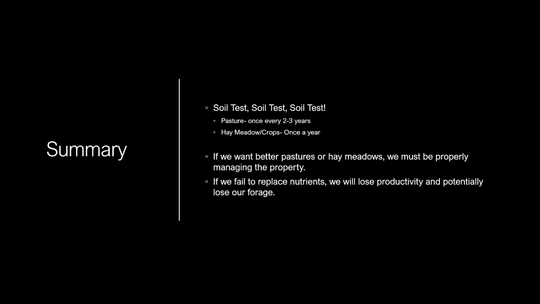How often do you do it? A pasture once every 2 to 3 years. If you're in a hay meadow or a crop situation, you need to be doing it once a year. Basically, if we want our property to do better, our forage to do better, our hay to increase in quality, our pastures to increase in quality, to cut down on the amount of supplementation that we might have to do to those cows, even with those fertilizer prices, we could have another presentation on how the numbers work out on this. We can still justify putting fertilizer down.